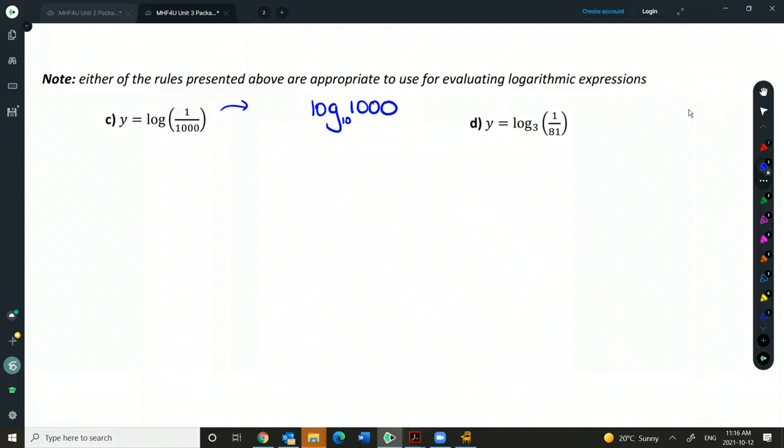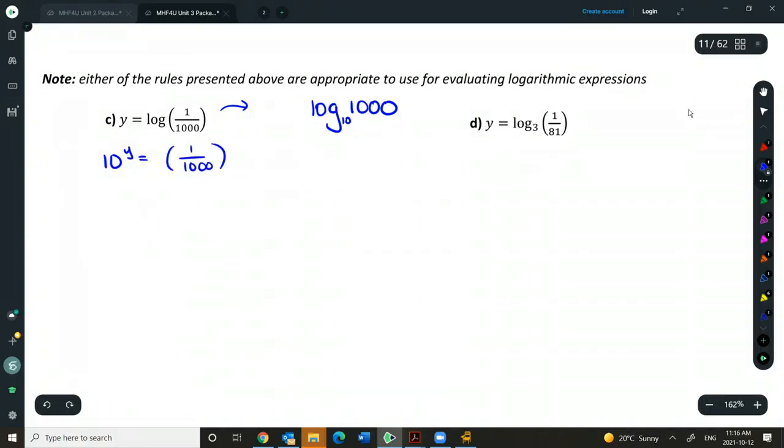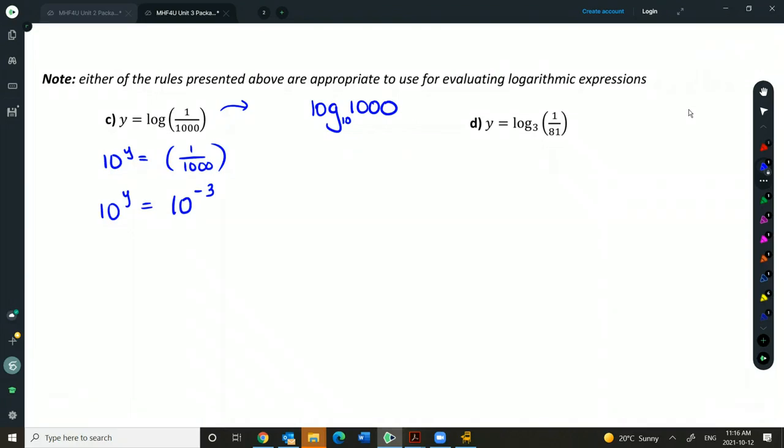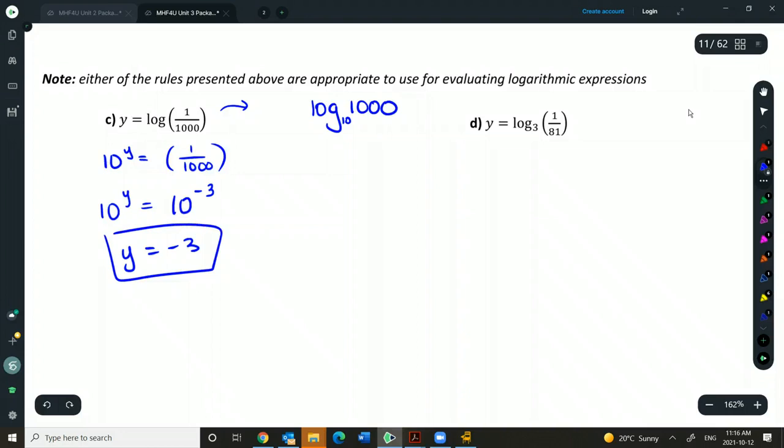So I can express this sort of like this: 10 to the y equals 1 over 1,000. And then if I want to express 1 over 1,000 as a base of 10, I would write this as 10 to the negative 3. And that means that y equals negative 3. Okay, and then similarly for this, if we think of this instead, then I'll just make the exponent negative because I have the fraction there, right?